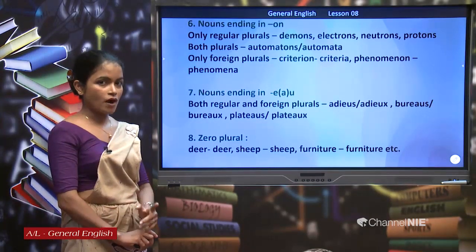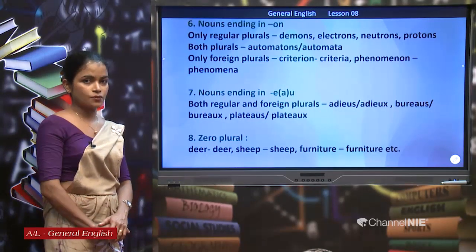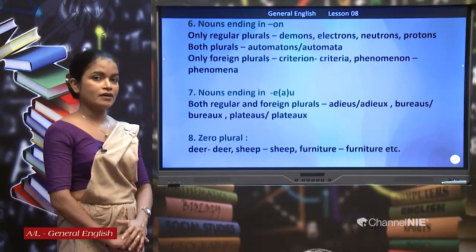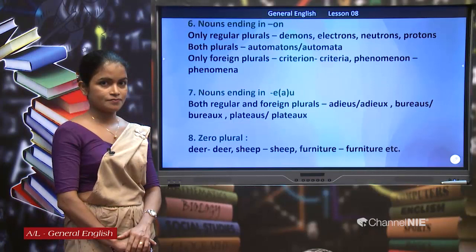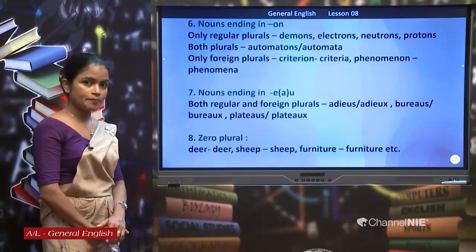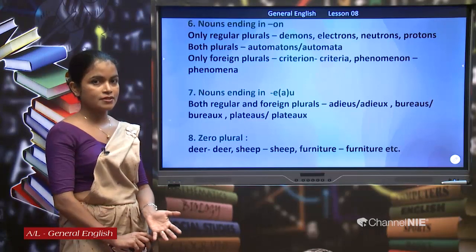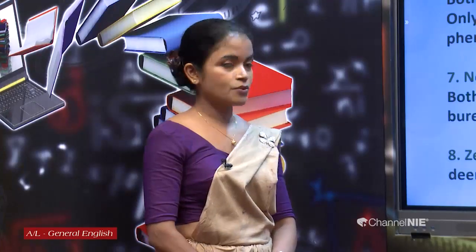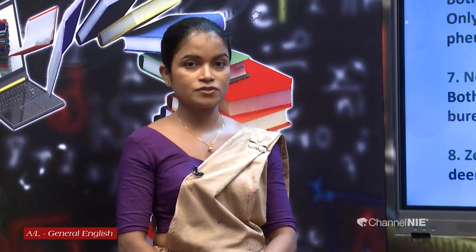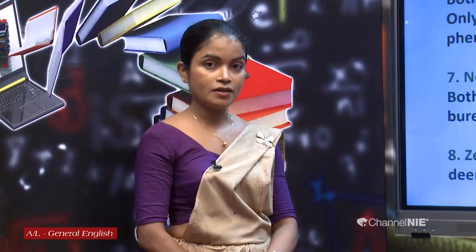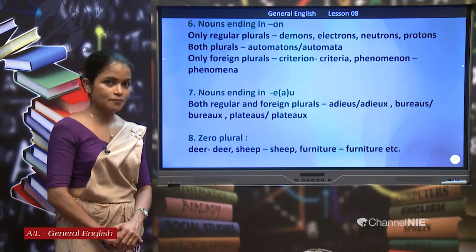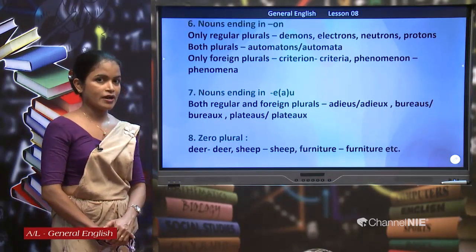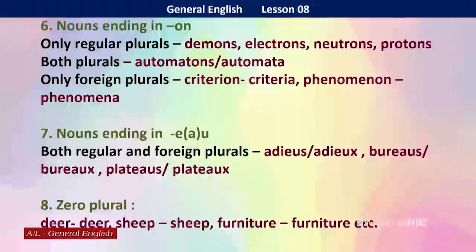So, when we refer to one deer, we can use deer. I saw a deer. But when we refer to two of them, we can say, I saw two deer. Likewise, sheep. They are counted as zero plurals. I saw one sheep when I was crossing the garden. He was feeding 5 sheep when I met him. We use the same word for singular and plural, both situations.